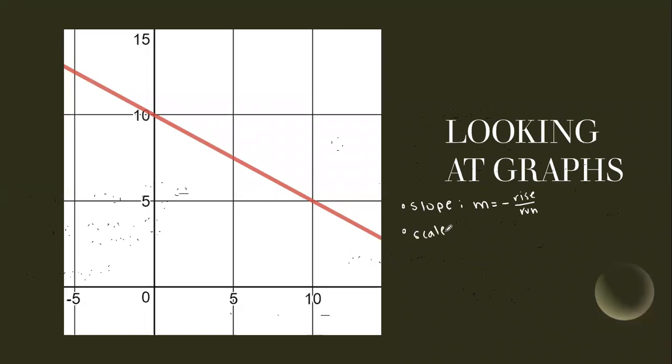Second question, what is the scale of the x and y axis? What is it going by? 5, good. So this is going by 5, so I'll just keep that in mind. This number is not important in terms of the equation, but when I find my slope, it's important. What is the y-intercept of this graph?